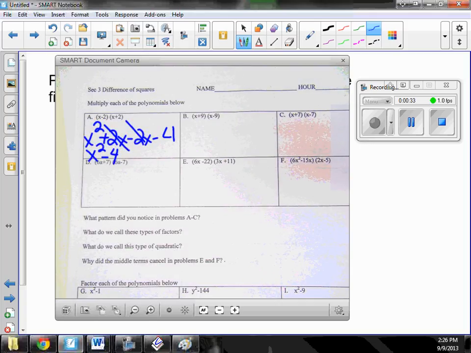They're the same factors, but they have different signs. So in A through D, we have the exact same factors. The only difference is the signs change from one side to the other. What do we call it when we have factors that are exactly the same with a different sign in the middle?